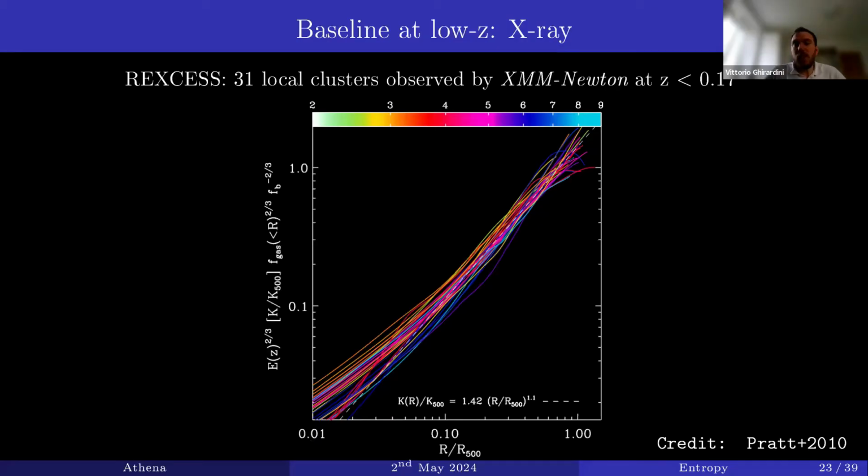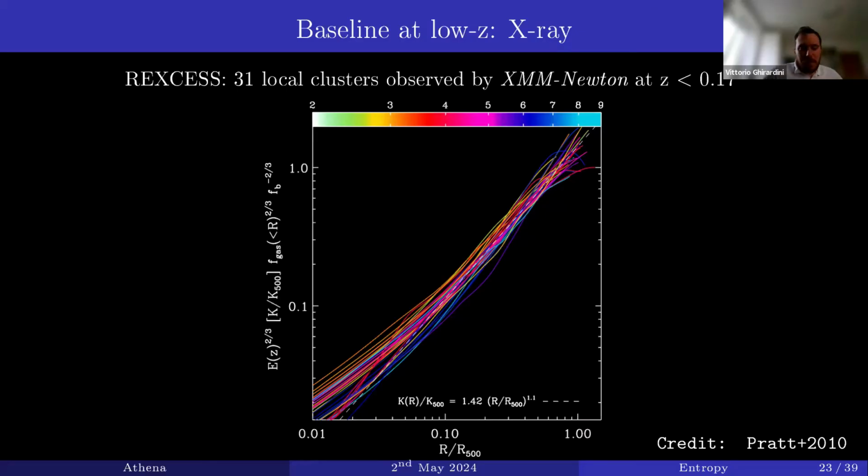And this was made easier by selecting some clearly defined sample, for example, the REXCESS sample, where they observed just roughly 30 clusters with XMM-Newton at a very low redshift, so below 0.17. And they observed that up to the radii that we're able to measure, the entropy profile was following the prediction very well. Here you don't see it very well, but there is a dashed line here below all of the lines. And all of the entropy profiles at R500 are very close to the prediction.